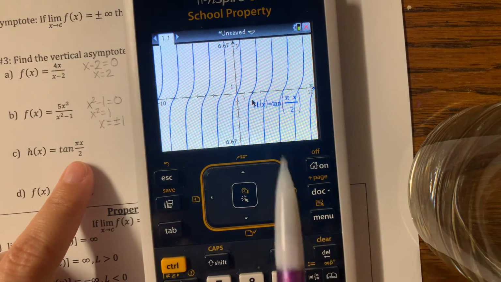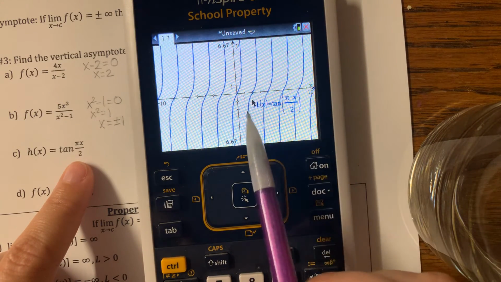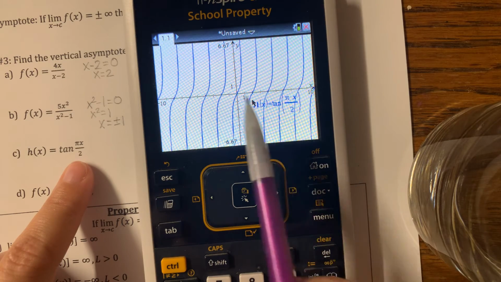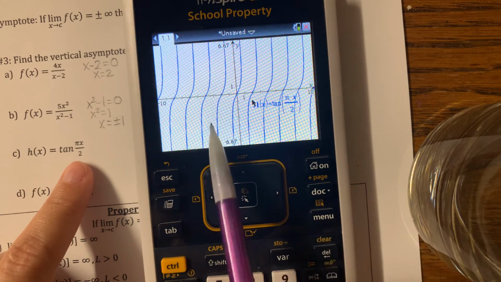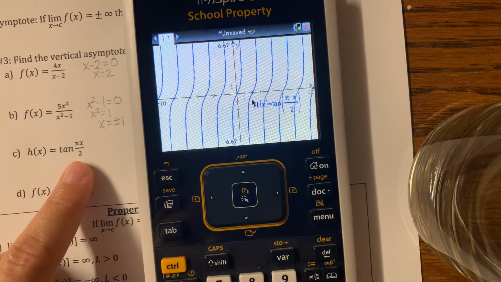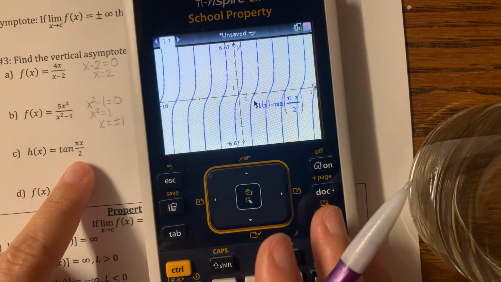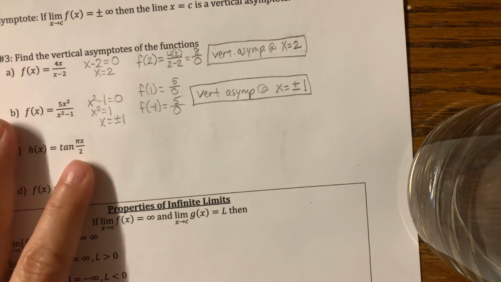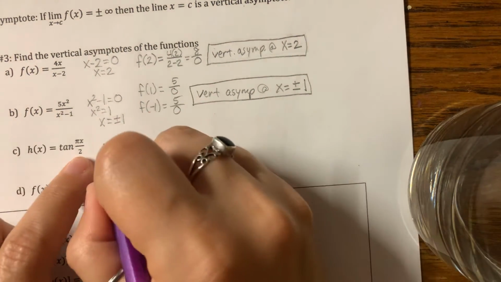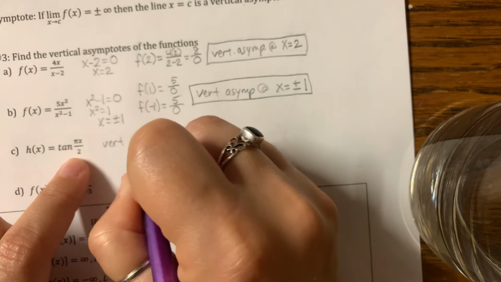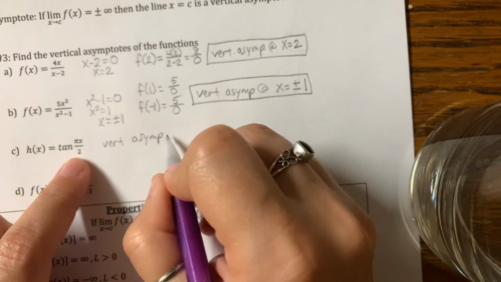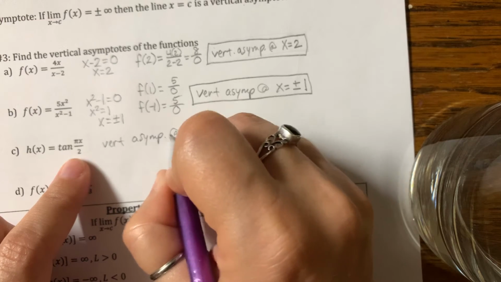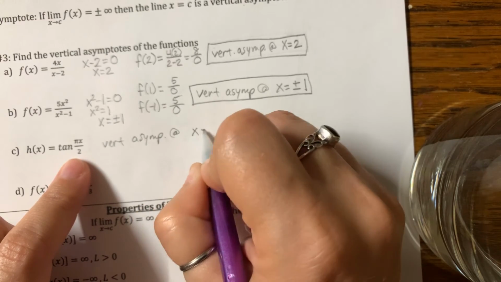It's looking to me like there's an asymptote at 1 and 3 and 5, and then back here there's at negative 1, negative 3, negative 5. So every odd value of x gives me an asymptote. Here's how you can write that. I don't know if you guys remember back, this is probably more of an algebra 2 thing. So there's a vertical asymptote every time x is an odd number.